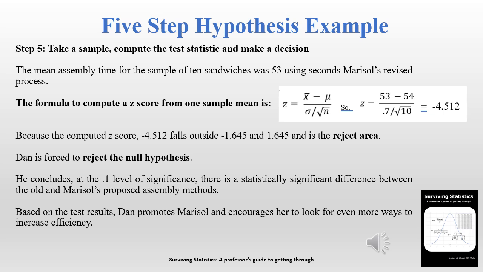Well, that z-score falls way outside of the reject area. In other words, it's far greater in absolute value than 1.645. And so he is forced to reject the null hypothesis. And he then concludes at the 0.1 level of significance that there is a statistically significant difference between the old method and Marisol's proposed assembly methods. So based on that result, he decides to promote her and encourage her to look for even more ways to increase efficiency because he's going to adopt her method.